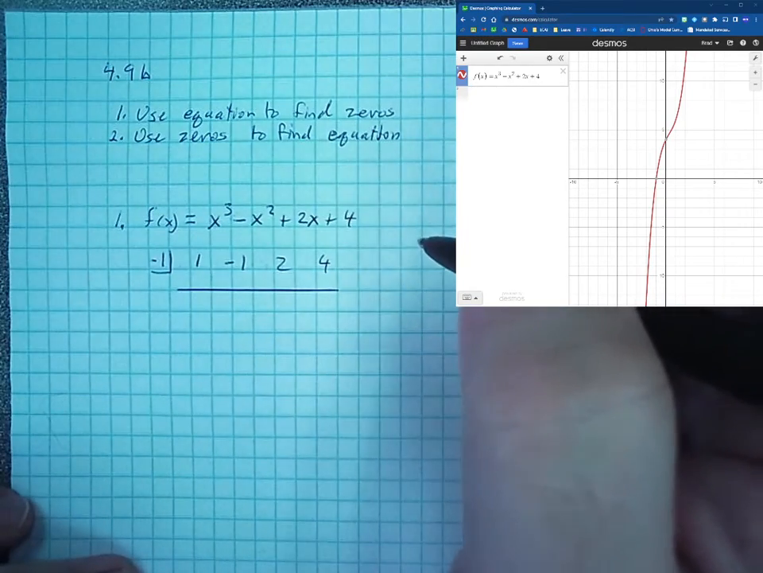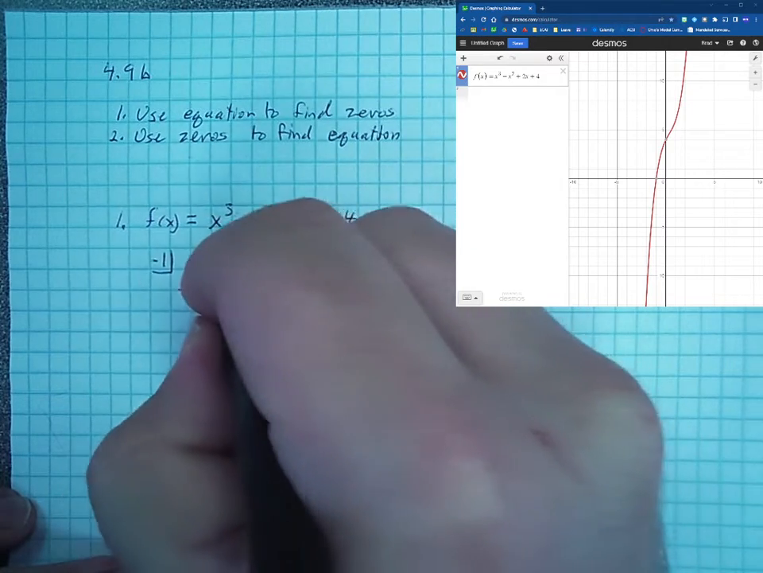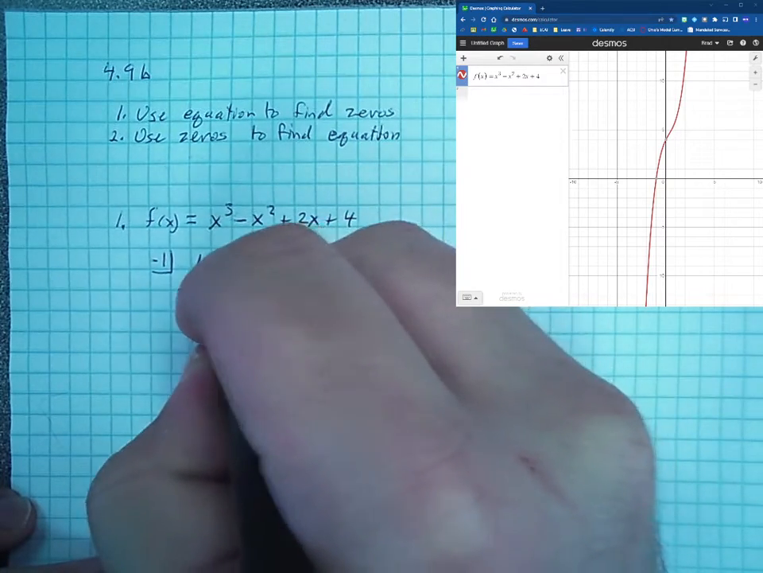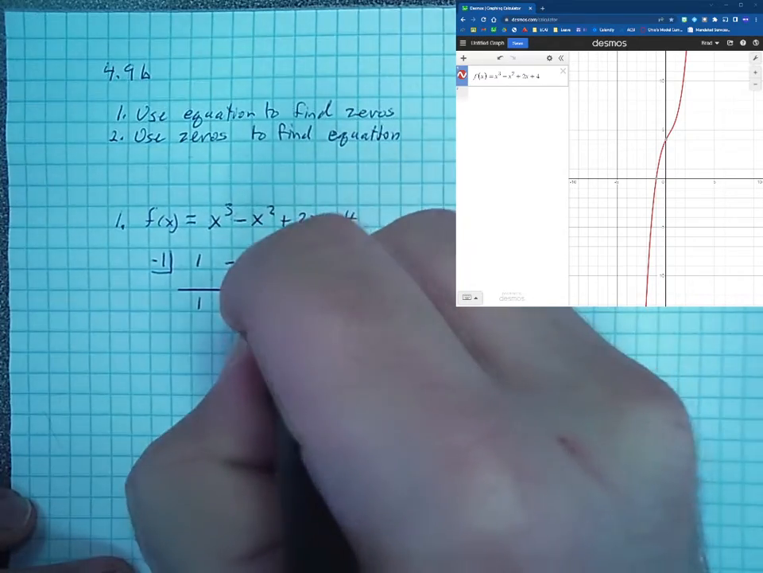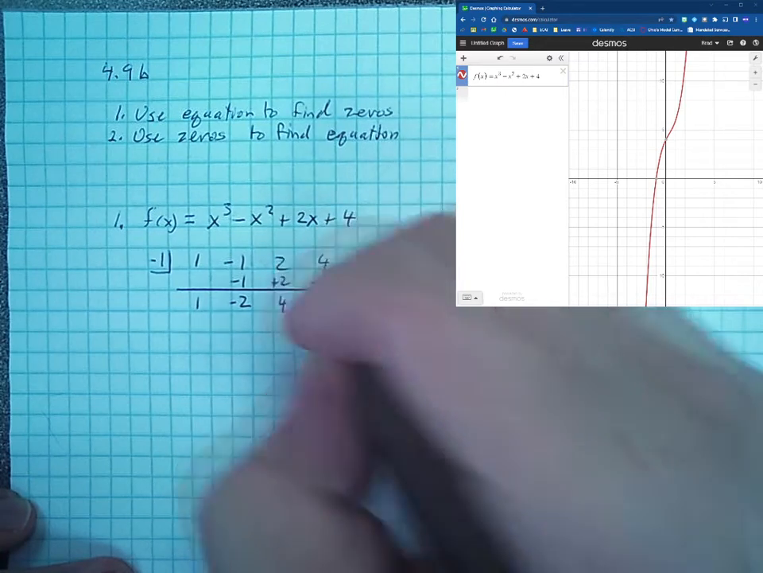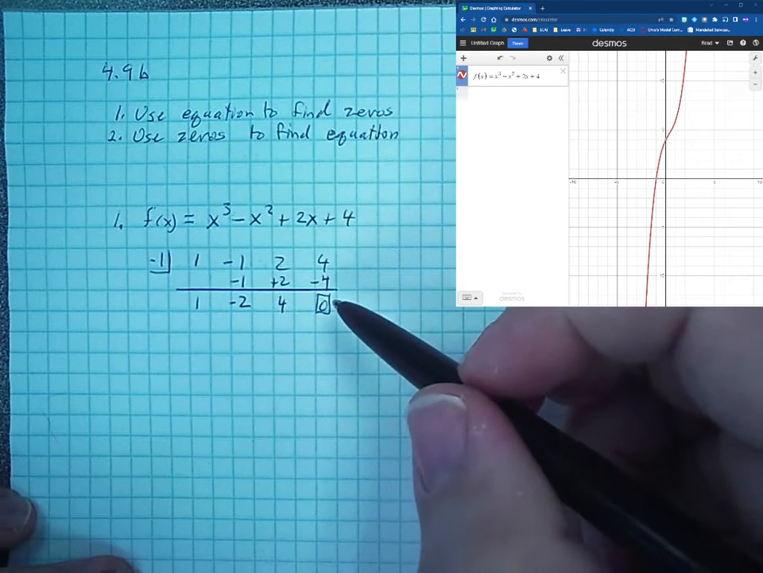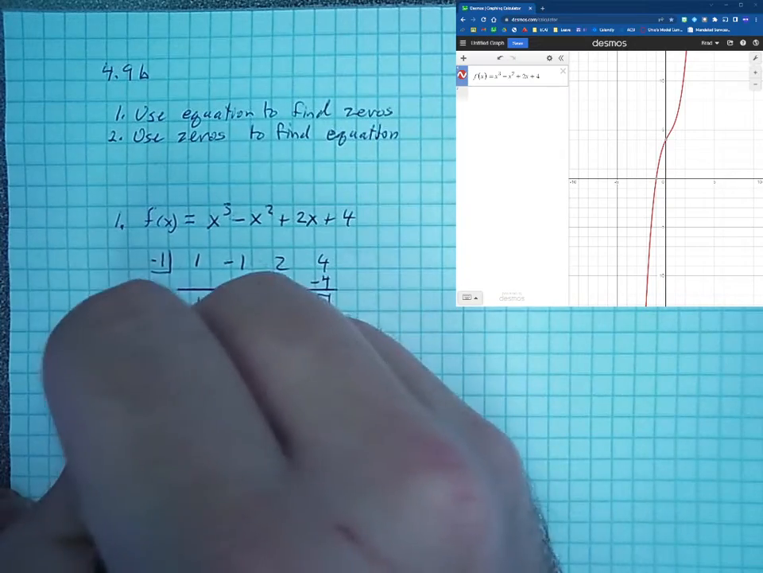So I'm looking at this, then I do 1. 1 times -1 is -1. -1 and -1 is -2. That makes this +2. Add to make 4. Multiply to get -4, and I get 0 here. And that should not surprise us that that is 0. That's what I'm supposed to get. So I just divided by x plus 1.